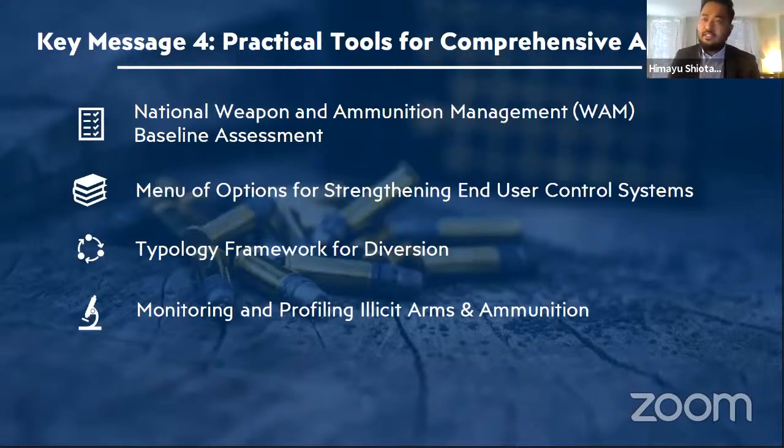There are other resources that we've developed together with Paul Holtom, for example, on menu of options to strengthen end user controls. Paul also mentioned a new upcoming publication that we're coming up with as a partnership here called Typology Framework for Diversion, which helps to map different types of diversion that take place in the incident points as a research reference point that can further facilitate dialogue among state parties about the types of diversion and the countermeasures that could be taken. So these are just example frameworks and tools. I'd be happy to share links to these subsequently.